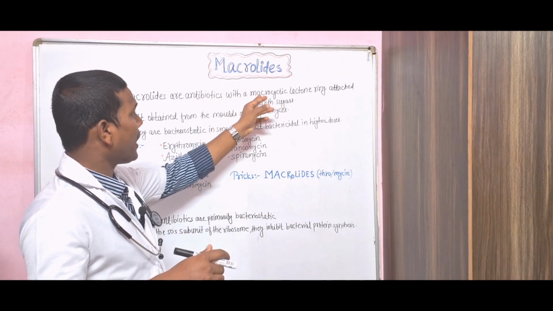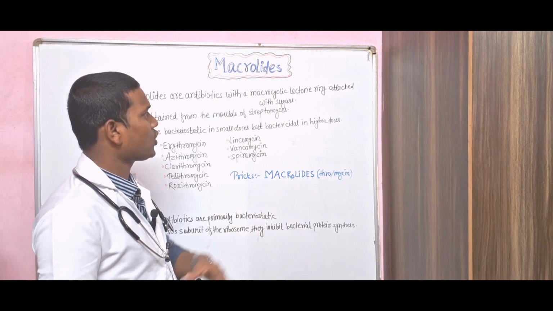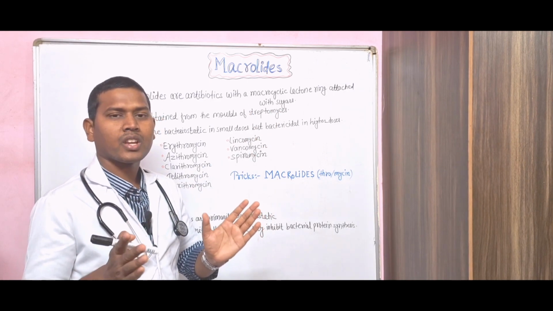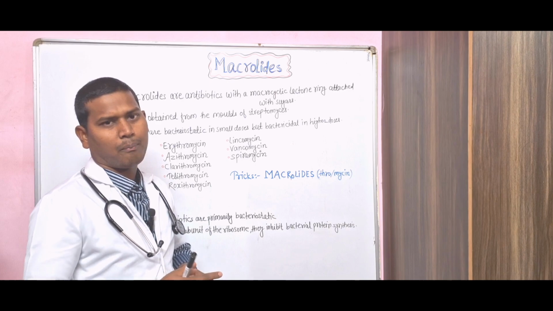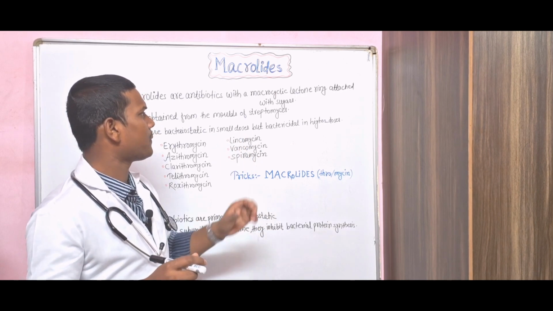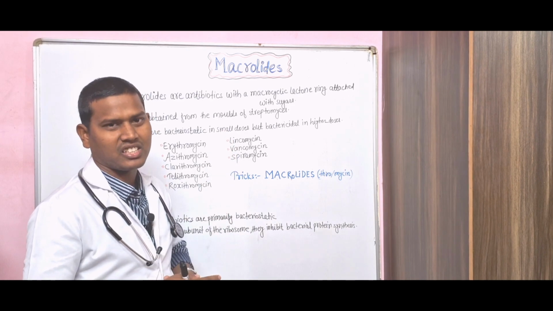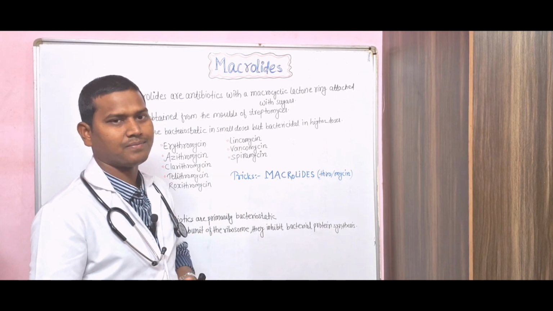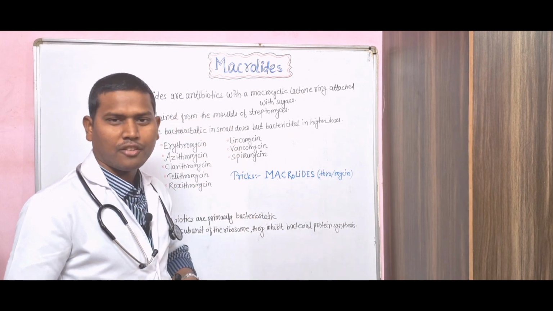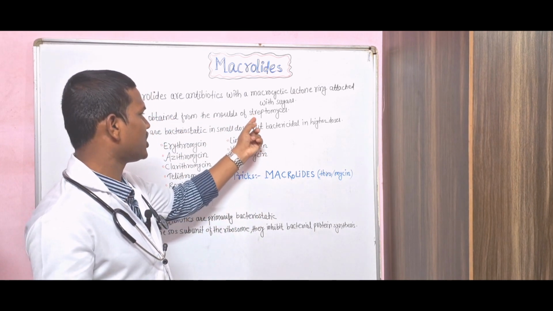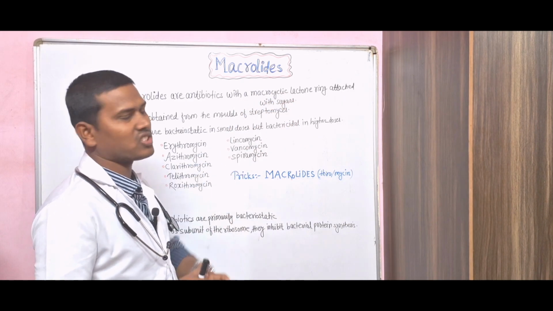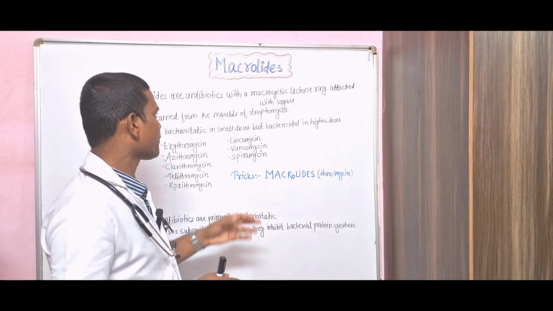It is a macrocyclic lactone ring attached with sugars. Macrocyclic lactone is a chemical product which is obtained from the genus Streptomyces, which is present in the soil. So it is obtained from the molds of Streptomyces. It is a genus, and from there macrolides are obtained.